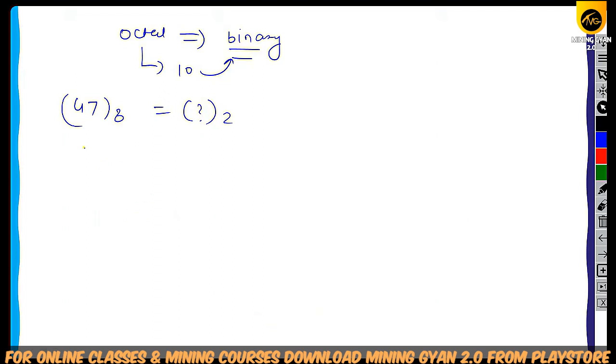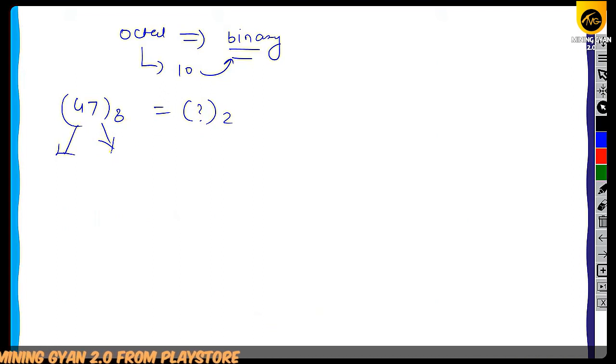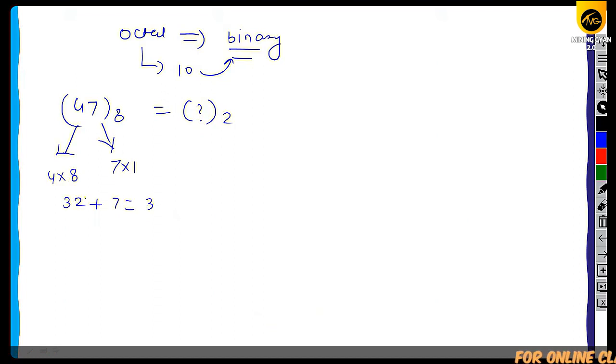So what is the process for converting any number into decimal? That is the multiplication method. Always remember the base weight of the octal number system. So this one will be 1. So 7 into 1 and 4 into 8, so it's 32 plus 7. So it's 39. So 39 is in the form of decimal.